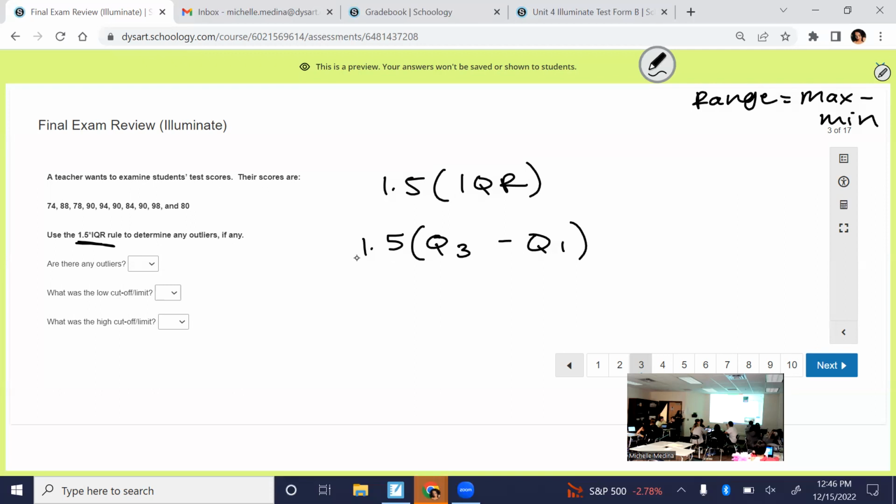And then let's do that first and then see about the outliers. So on this data set, are they in numerical order? So first thing we need to do is put them into numerical order. So let's do that with the smallest number here. Then 80, then 84, and then 88. Right. 390. Yeah, 390.